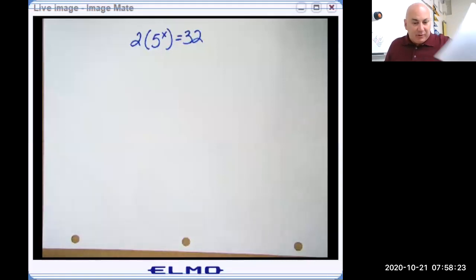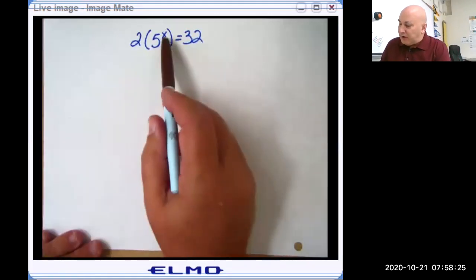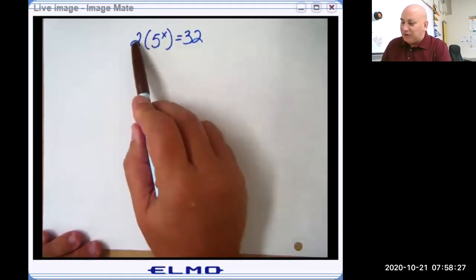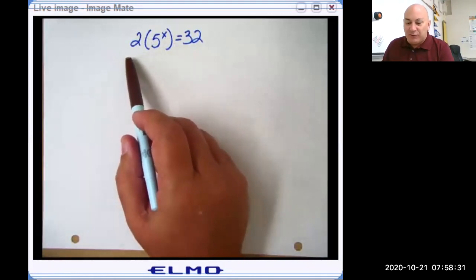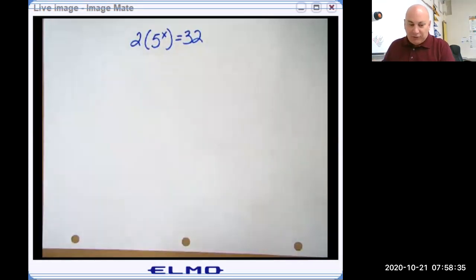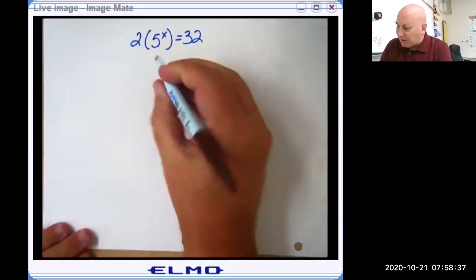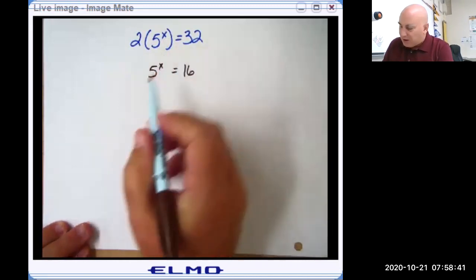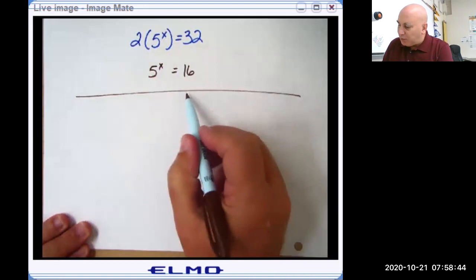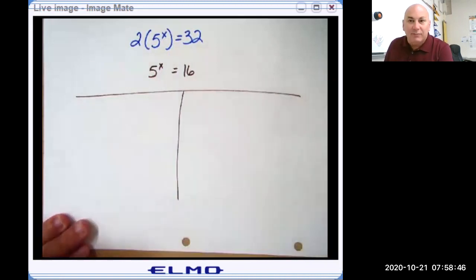Clearly, we're going to do the exponent first, then the multiplication if we were doing the order of operations. So we need to undo those in reverse order, as we always do when solving algebra problems. So the first thing we'll do is divide both sides by 2. Now I'm going to solve this problem two different ways.